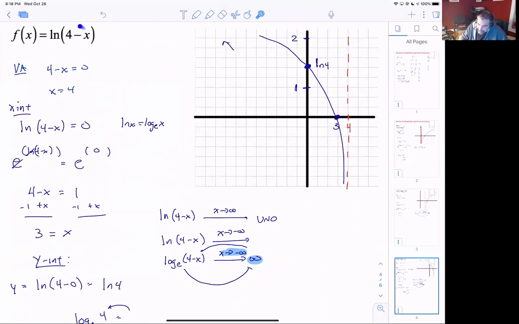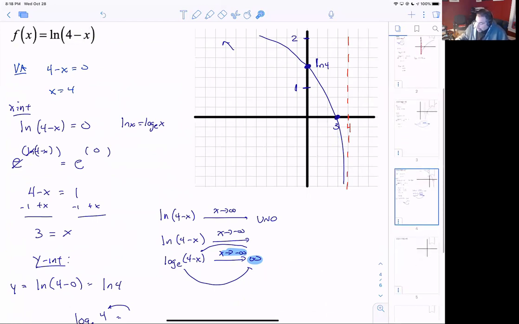In this one, we have to keep this inside positive. Well, that says x is going to be less than or equal to 4. And that's why we stayed on this side. Let's take a look at one more example.